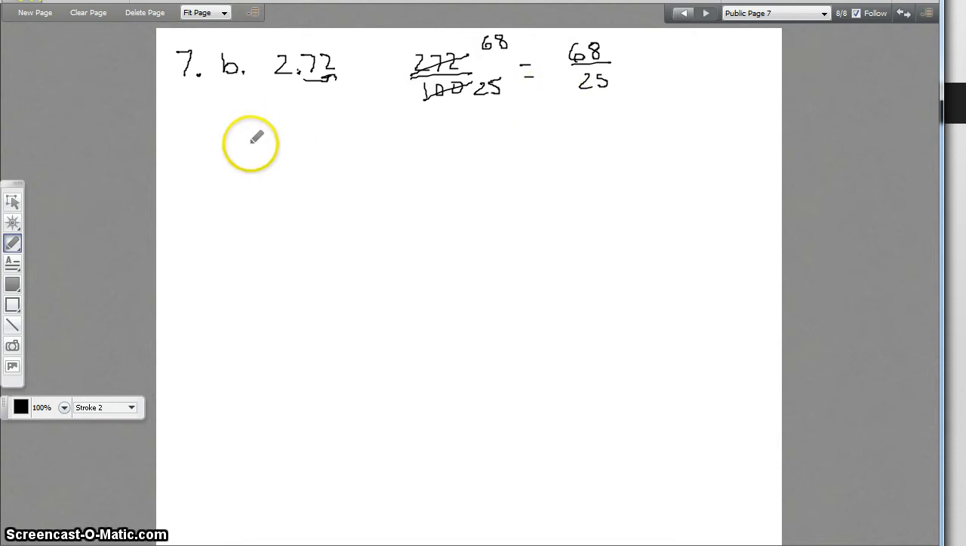Okay, then I'm going to try part D. Part D is 0.4375.